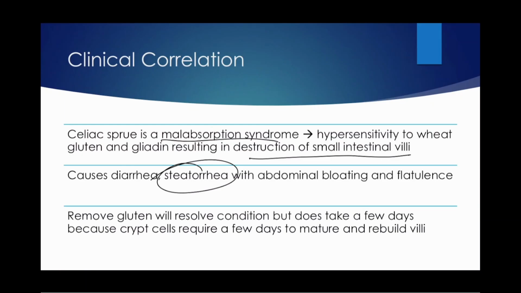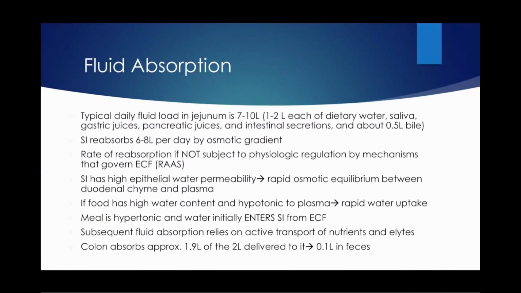Why would there be fat in the feces? What's not working well if that happens? Gallbladder. Abdominal bloating and some flatulence. Removing gluten will resolve the condition, but takes a few days because the crypts require more days to mature. So it takes some time to rebuild it.